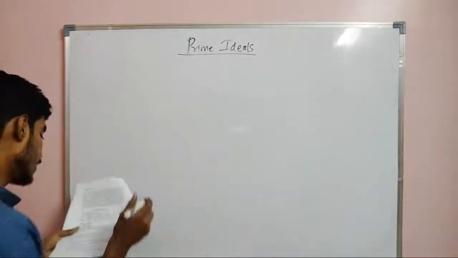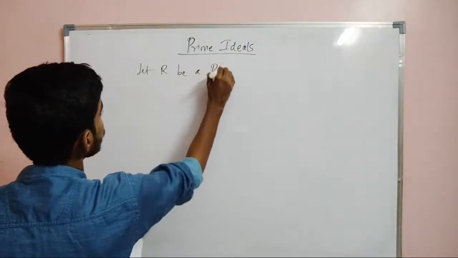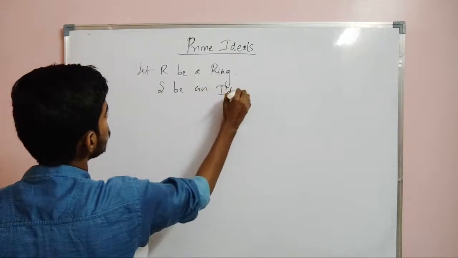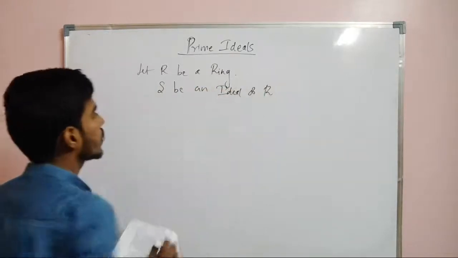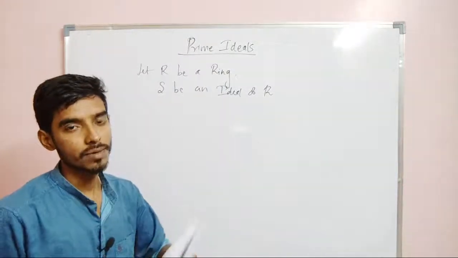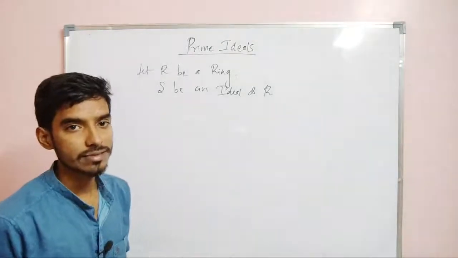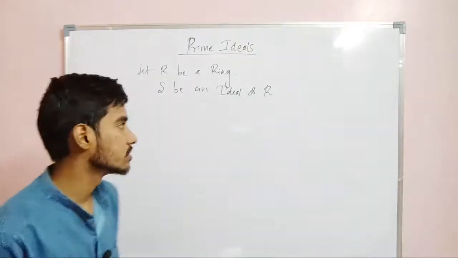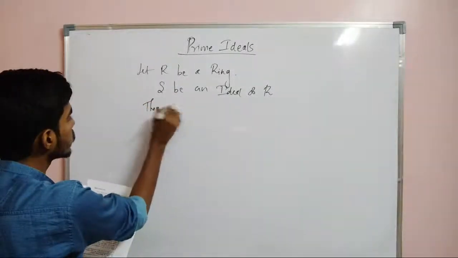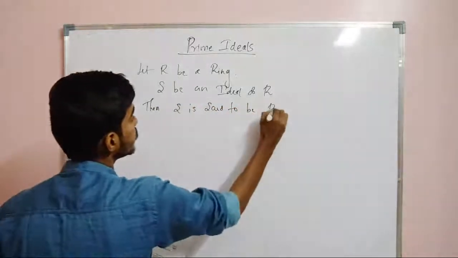So prime ideal. Let R be a ring, and S be an ideal of R. You know what an ideal is: first it has to be a subgroup, and then it has to be a left ideal as well as a right ideal. That is, ar and ra belong to S if r belongs to R and s belongs to S. So S is an ideal.